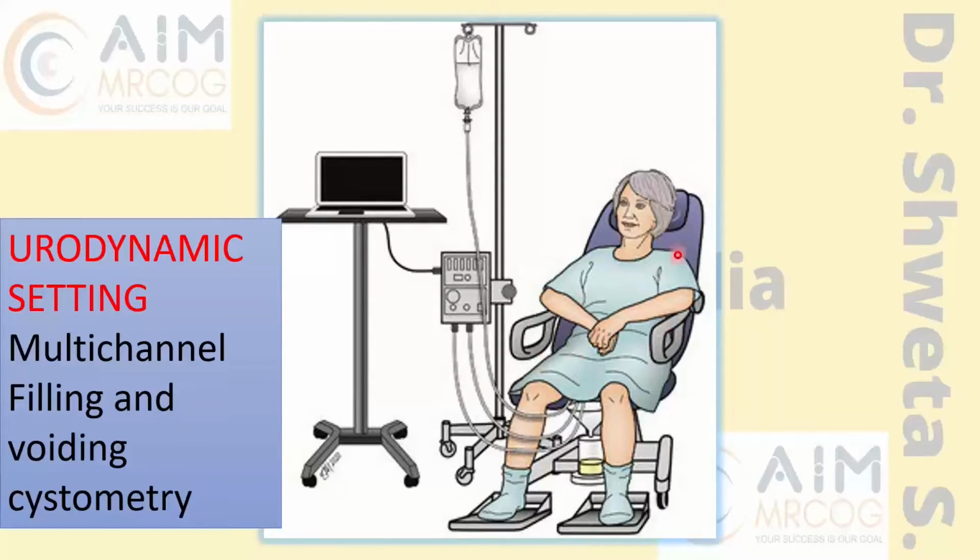This is the urodynamic chair, and the woman is sitting comfortably, and this is the uroflow meter, where first the woman passes urine, and then you do the artificial filling of the bladder to recreate the symptom the woman usually faces. You fill her bladder under your vision and check what is happening in her bladder during filling and while voiding. What are the pressures? Is it normal? Is it abnormal? So this is how the urodynamic setting is.